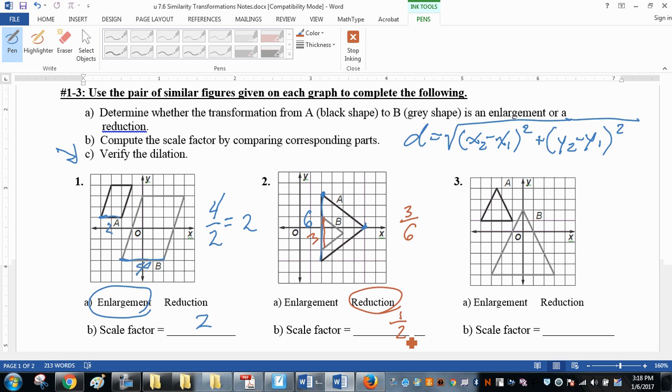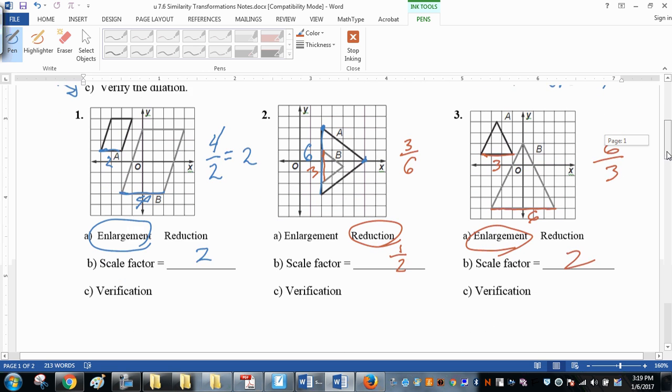I hope you don't mind that I'm not practicing the distance formula, but we don't need to use it here. Look, here's a horizontal side length. I'm going to use this one. 1, 2, 3. That's what I'm starting with. Now look, this is getting bigger. 1, 2, 3, 4, 5, 6. This is an enlargement because I'm going from smaller to bigger. That means my scale factor is going to be bigger, so I put the larger one on top. 6 divided by 3 gives me a scale factor of 2. Much easier than using the distance formula.